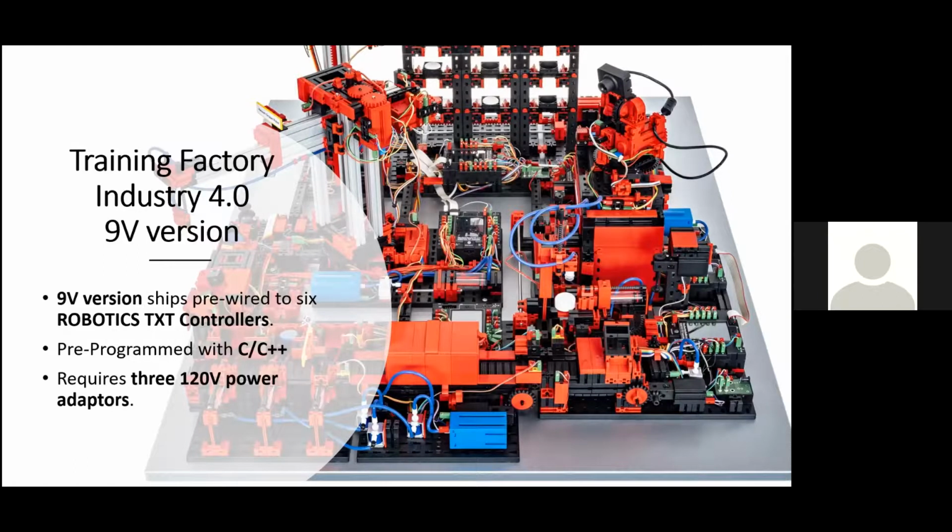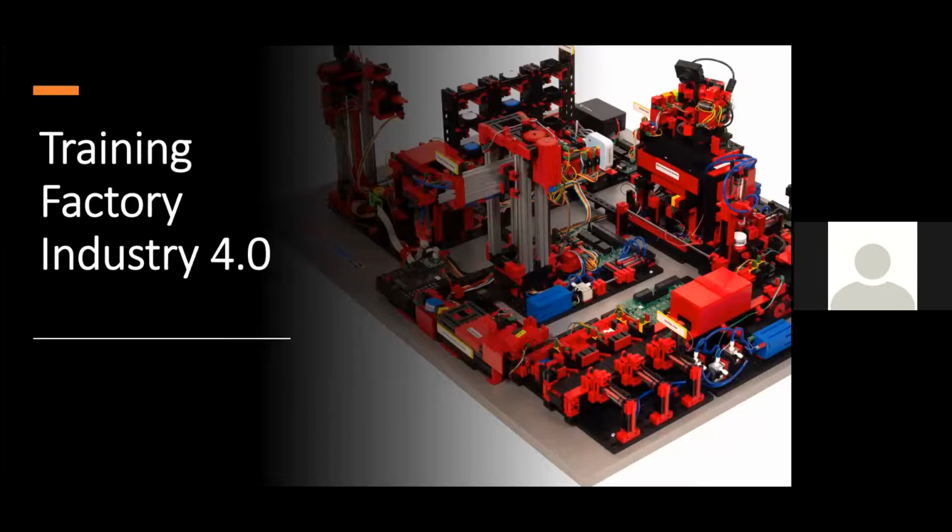Dimensions for these models are approximately 39 by 31 by 16 inches, and they have a weight of approximately 51 to 53 pounds, again, depending on which version we're talking about. Now, as with the 2 factory simulation models, which we looked at earlier, we do recommend the optional travel case to help protect your model during storage or transport. And that is the Training Factory Industry 4.0 model, again, available in both 9-volt and 24-volt versions.